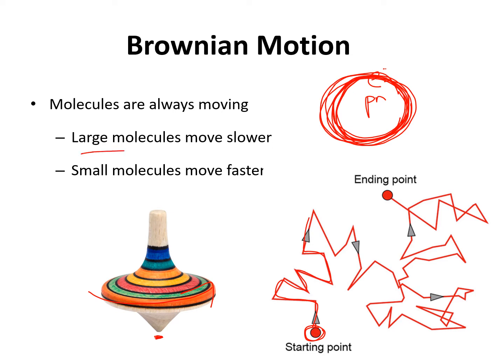Large molecules are going to move more slowly because they have more mass, and small molecules will move faster. So this Brownian motion describes the motion of molecules in a liquid or in a gas. And it's basically the random motion of molecules.